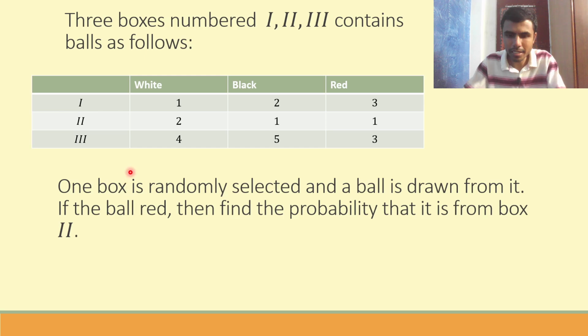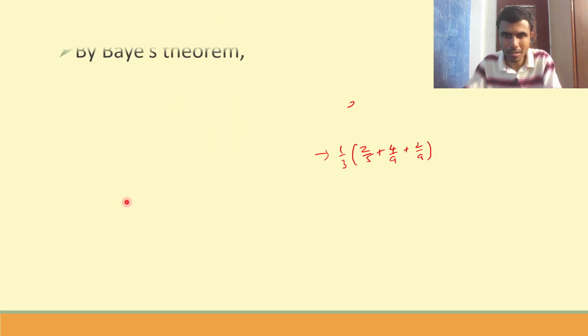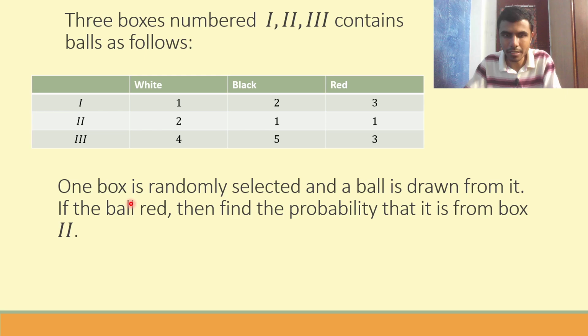If the ball is red, the ball is red. Sorry, the slide got changed. Yeah, the ball is red. If the ball is red, then find the probability that it is drawn from box 2. Okay, let's try to understand. If you just mug up, you can watch my previous two videos also on Bayes theorem questions. It might help you for understanding.